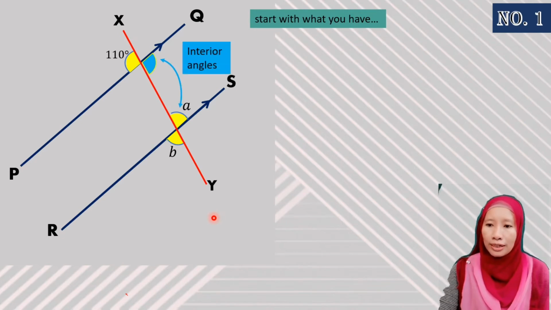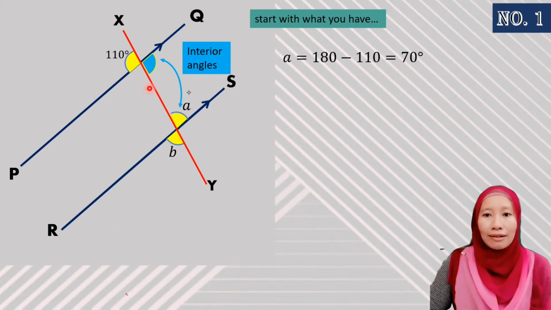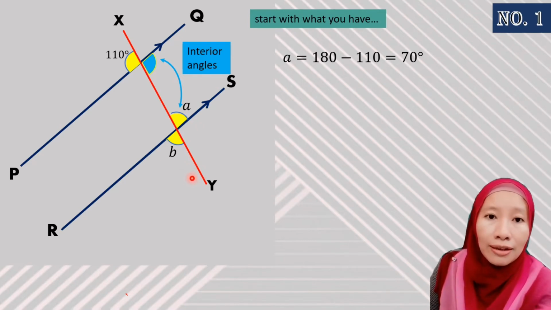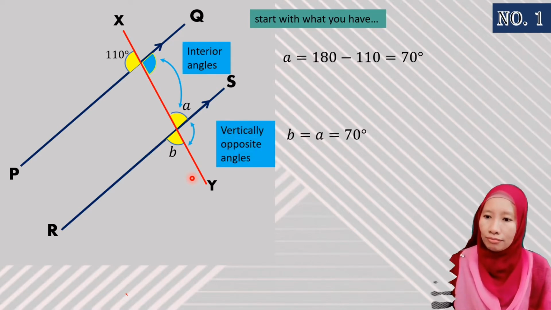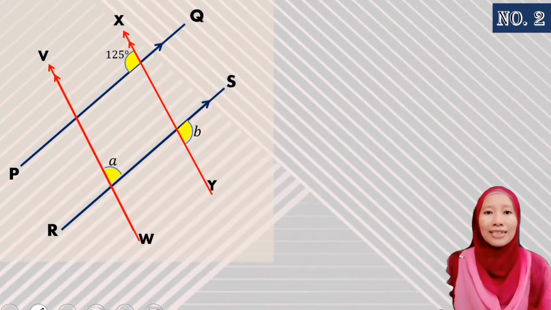Therefore, we know that A and 110, they are interior angles. So interior angles is, the total is 180. So A equals 180 minus 110 equals 70 degrees. And what is the relation of A and B? A and B are vertically opposite angles, so they are of equal size, and B equals also 70 degrees.